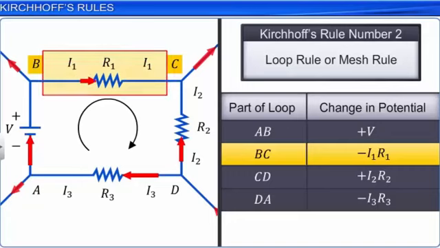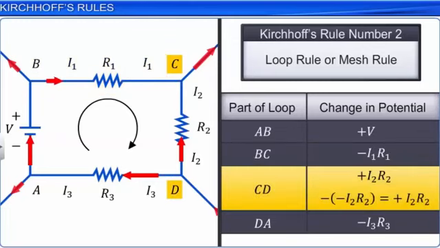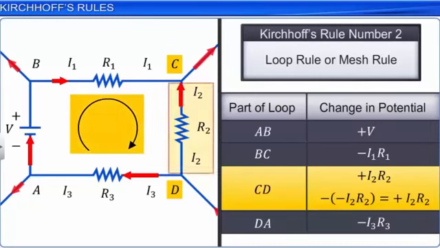CD. Current I2 passes through R2. The direction of I2 is opposite to the direction of walk-through. Current always flows from a higher potential to a lower potential. Therefore, the change in potential is minus of minus I2 into R2, which is equal to plus I2 into R2.